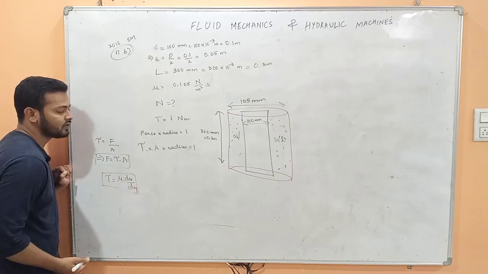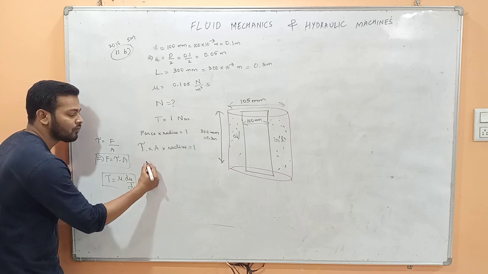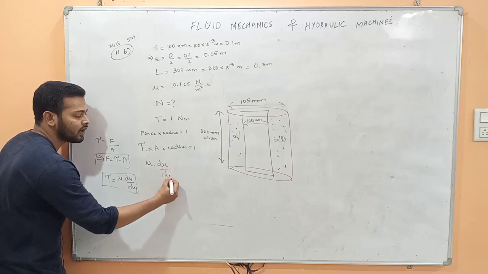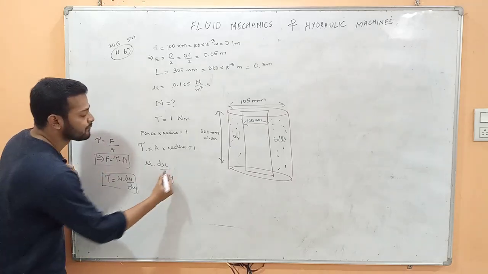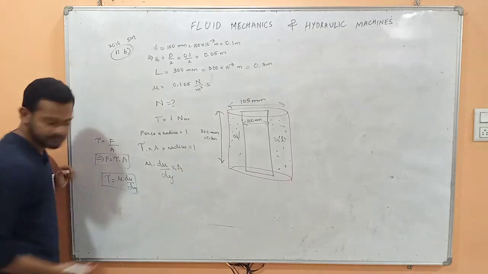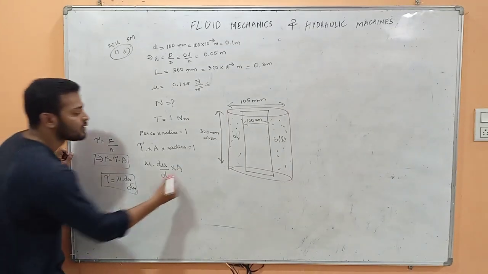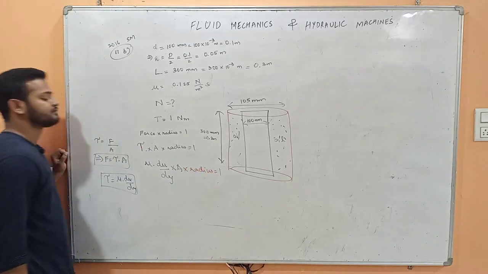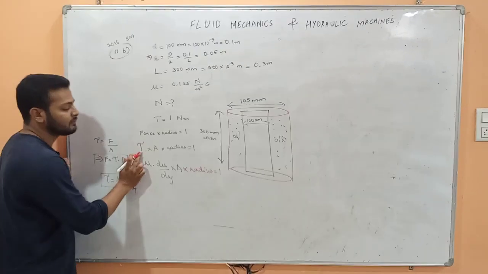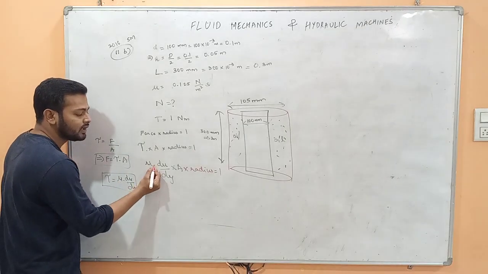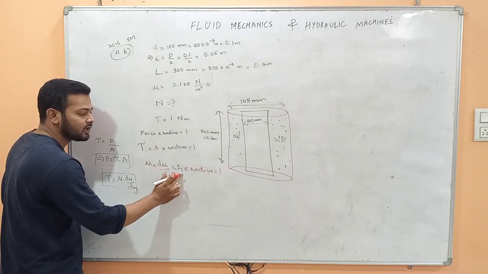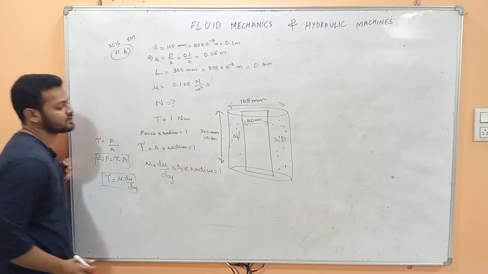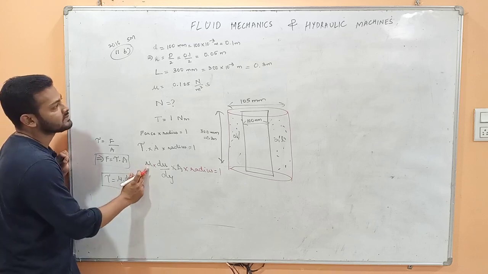So in place of tau I am writing mu into du by dy into area into radius is equals to 1. Okay. So in place of tau I have written mu into du by dy into area. So in place of tau, mu into du by dy, area as it is, radius as it is. Okay. So mu value has been given in the question.